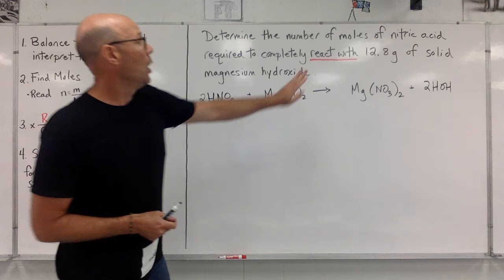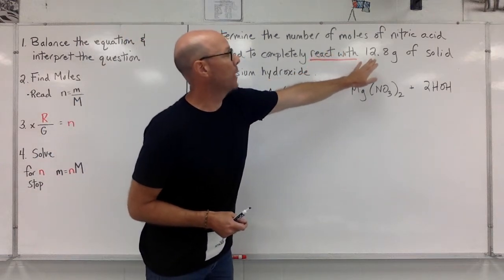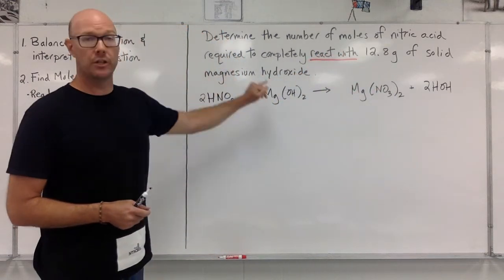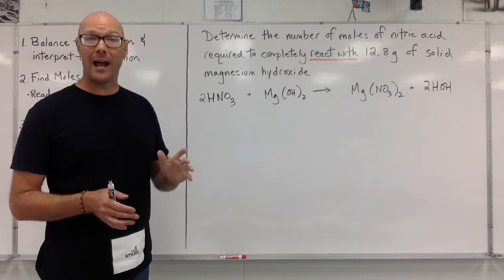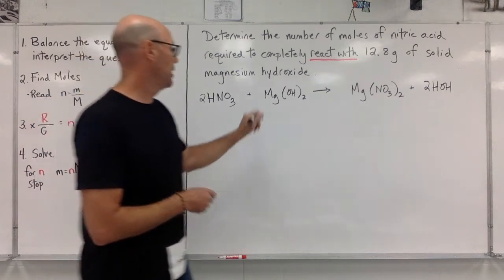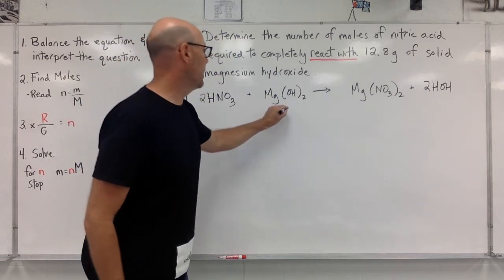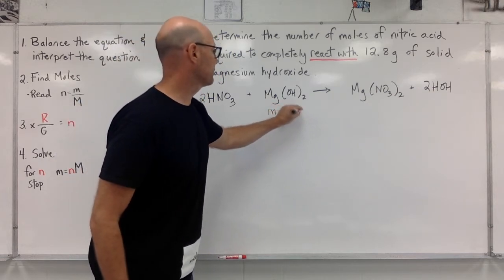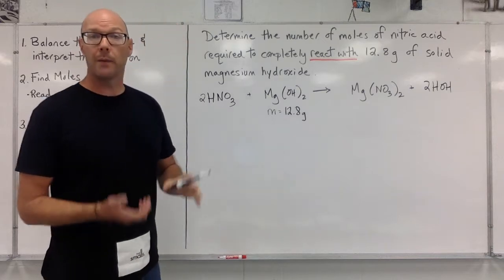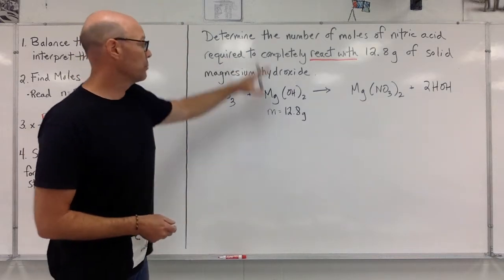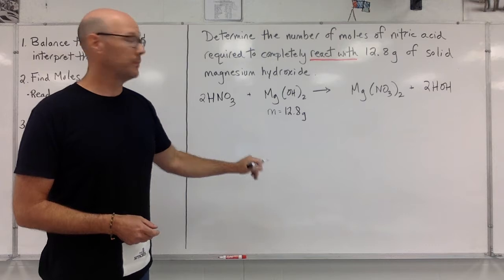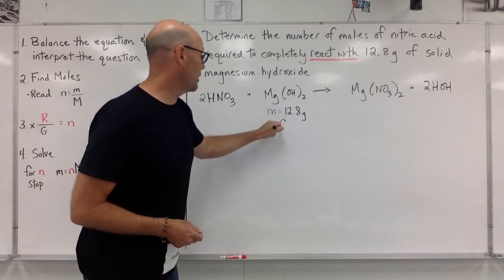Let's continue on. We have 12.8 grams of solid magnesium hydroxide. 12.8 grams, that's the mass. I'm putting M for the mass. It's 12.8 grams of magnesium hydroxide, so I'm writing it right underneath that chemical. That's what's given to me in the question.